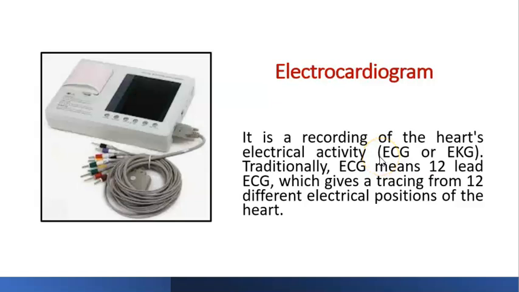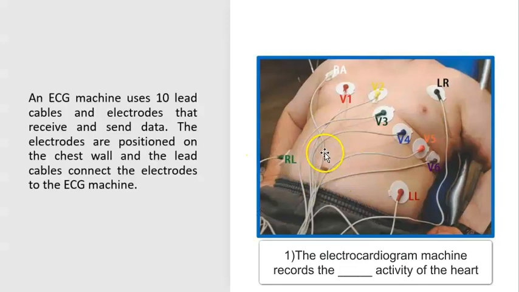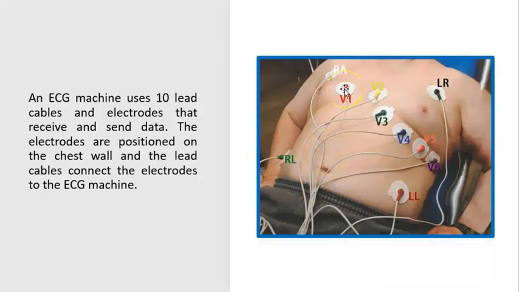Traditionally, ECG means 12-lead electrocardiogram, which gives a tracing from 12 different electrical positions of the heart. In order to achieve that, we are going to use these cables. This is the electrocardiogram machine, and this is the paper where we are going to record the electrical activity. These in white are the electrodes.